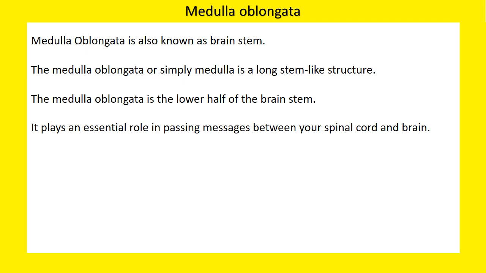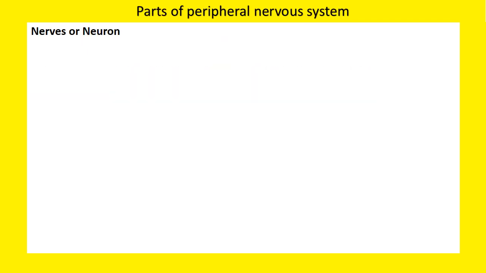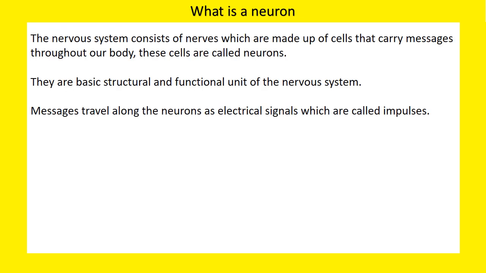In the last slide, we learned the function of the medulla oblongata. In this slide, what are the parts of the peripheral nervous system? They are the nerves, or we can also say neurons. I told you the parts of the central nervous system, which are the brain and spinal cord, and now the parts of the peripheral nervous system, which are nerves or neurons. So let's move on to our next slide.